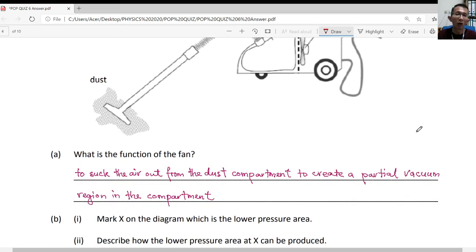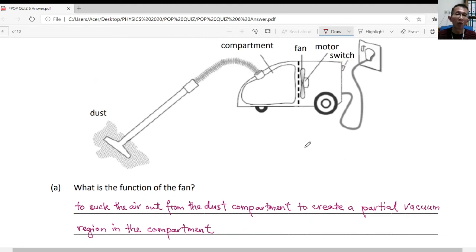Okay, so this vacuum cleaner is a sucker. So what is the function of the fan? What does the fan do? The fan rotates. So when it rotates, what does it do? It will suck the air inside this compartment out. Okay, suck the air out. So what happened here? Partial vacuum.